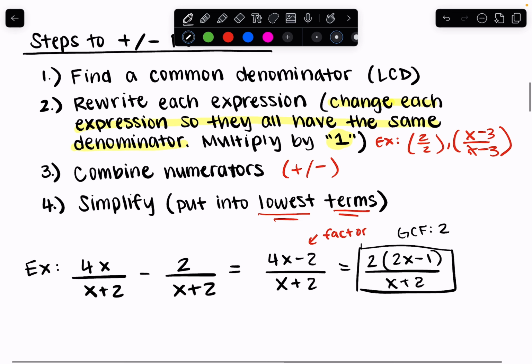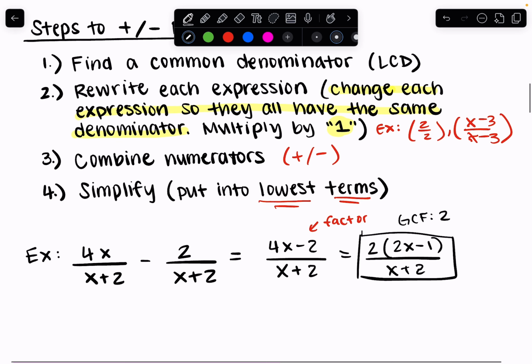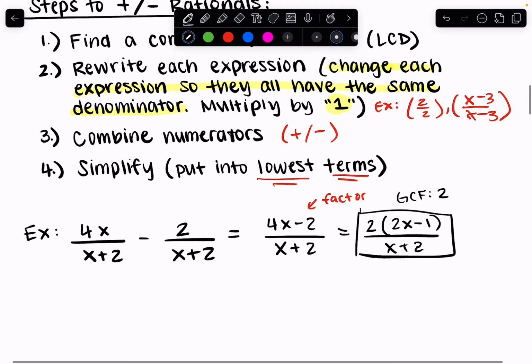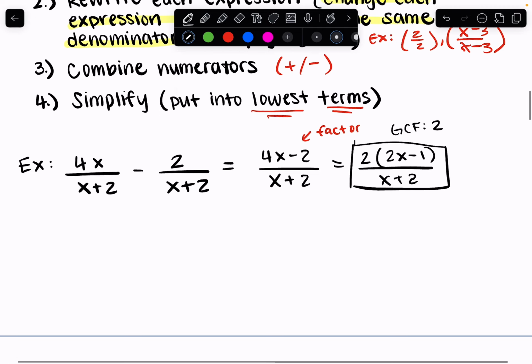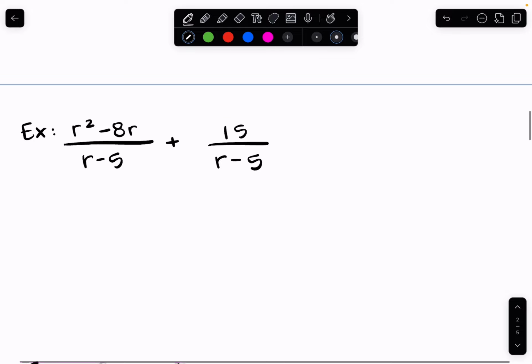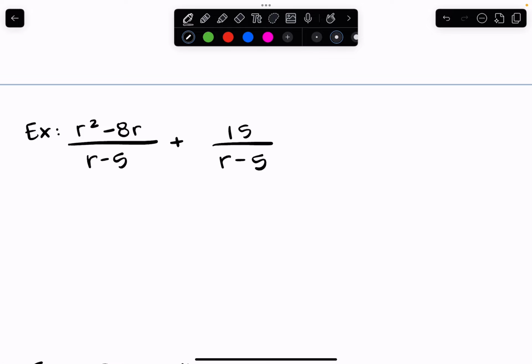Again, we're following these 4 steps, and if you don't have to find the LCD, you can just skip to step 3. Let's do another example, this one right here. Again, check to see, are your denominators the same? You have an r minus 5 on the first one, and an r minus 5 on the second one. So they are the same, and we are good. All you have to do is rewrite the denominator and then combine the numerators. So we're going to step 3, and you just want everything to be in one big fraction.